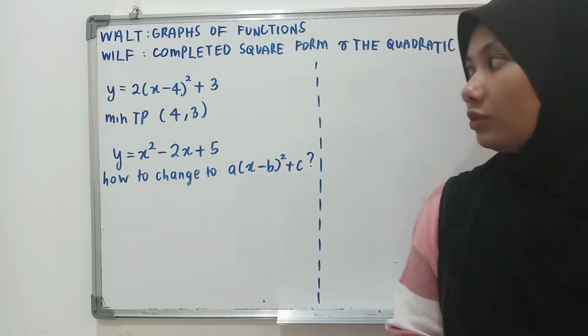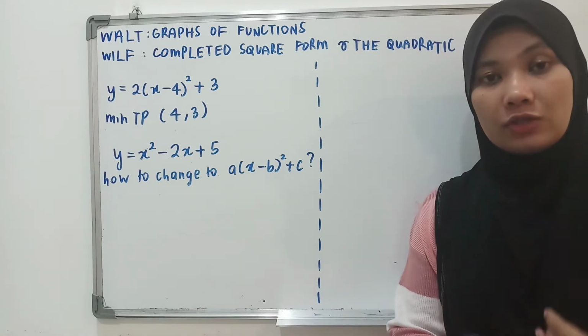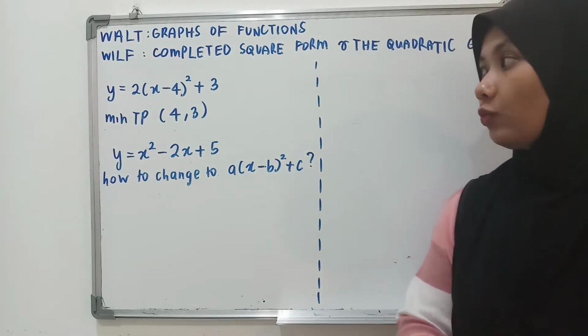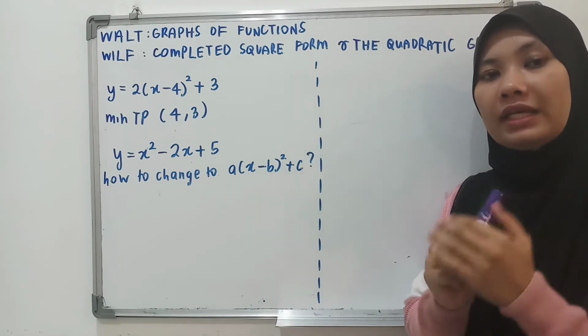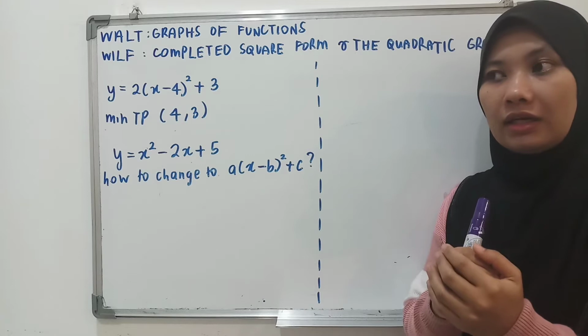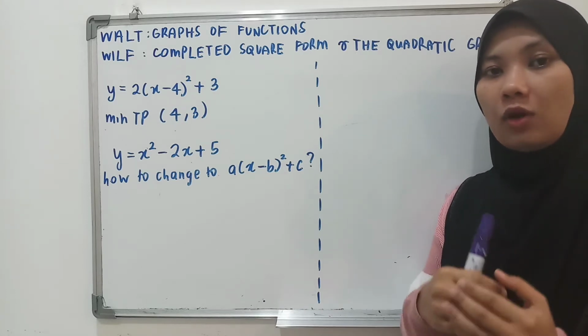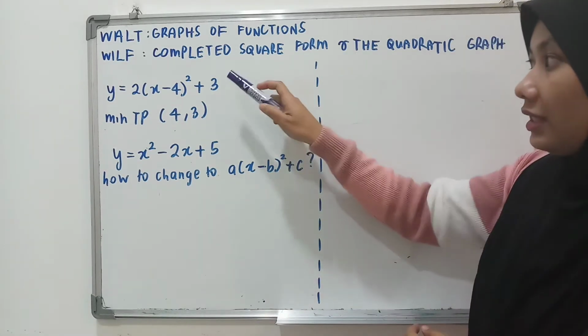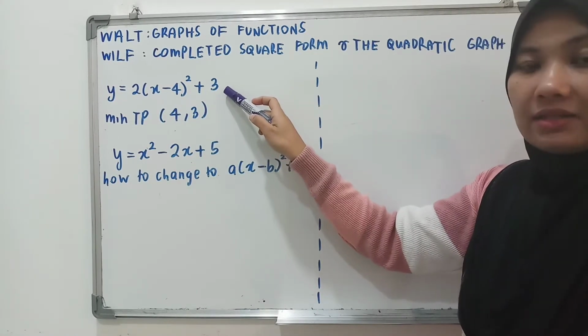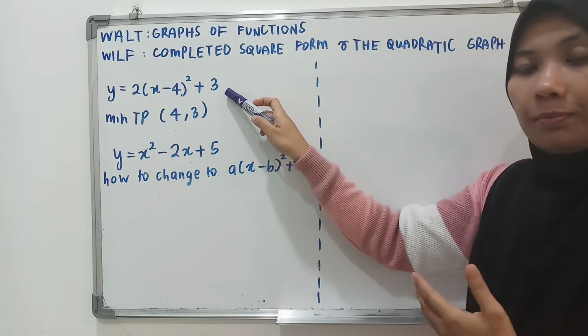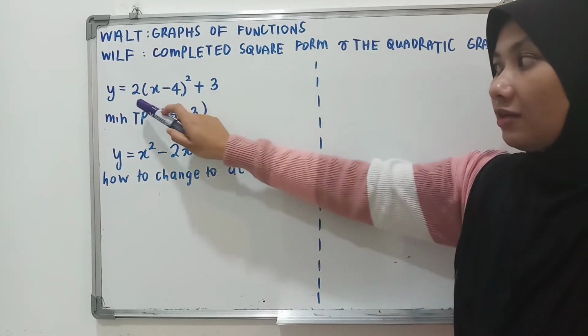Okay, so from the previous video, we learned how to pick the minimum or maximum turning point if you are given your quadratic equation in completed square form. In completed square form, you can straight away read what is the value of your turning point. Is it a minimum or maximum? Depends on the value of A.